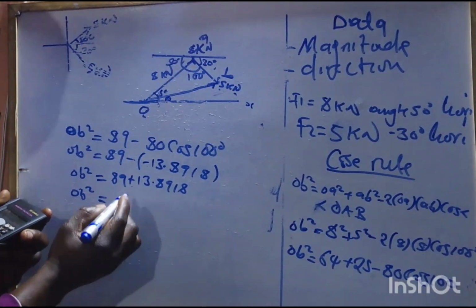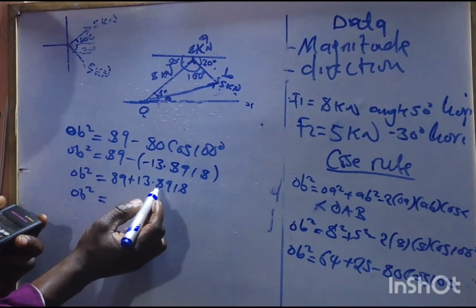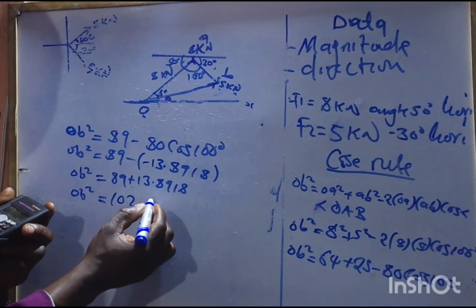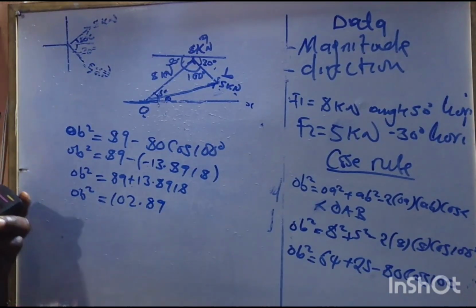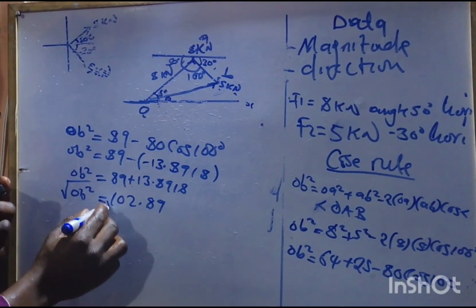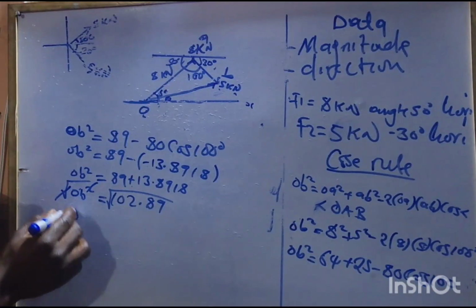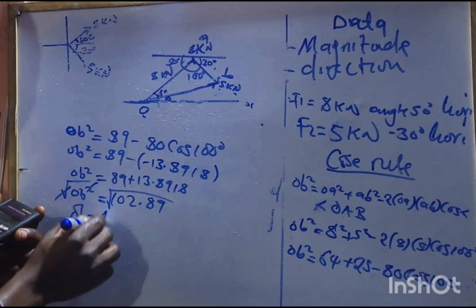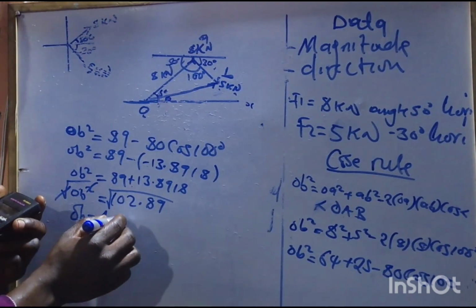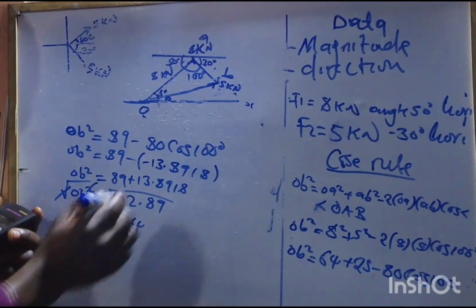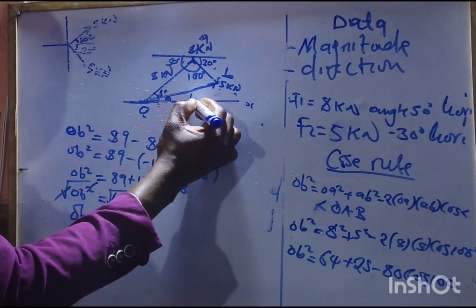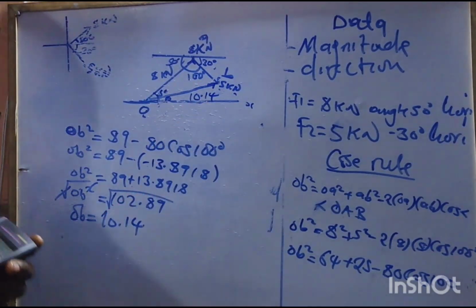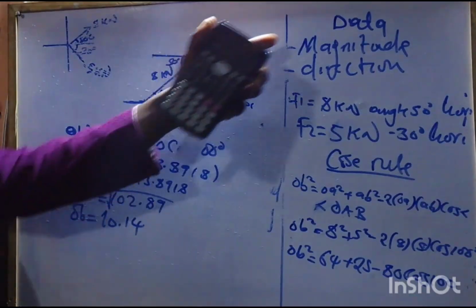So the answer you get when you add 89 plus 13.8918 is 102.89. Then you provide square root both sides, in which OB will be equal to, when you take the square root both sides, 10.14. So this is the length which is here, the magnitude.